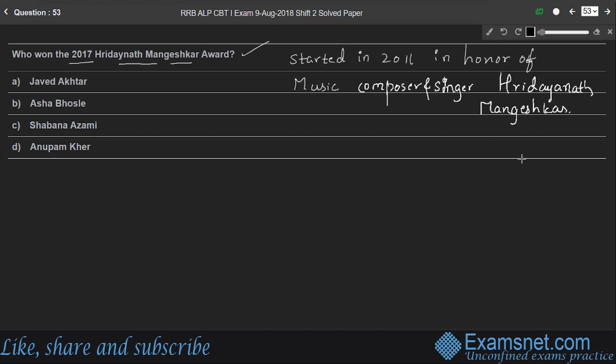Right? So in 2017, Javed Akhtar won this award, right? Therefore, option A is the right answer, right? So Javed Akhtar won this award in 2017, right? So option A is the right answer.